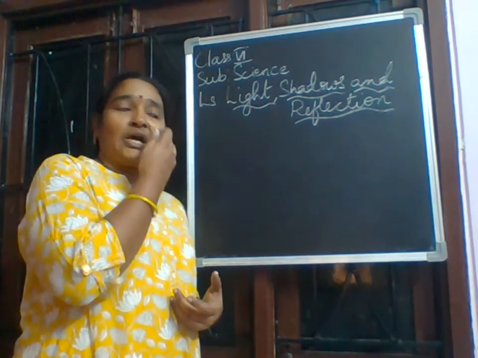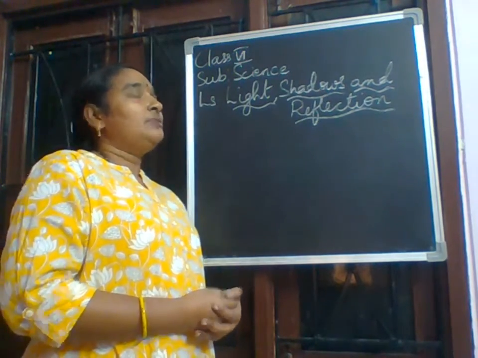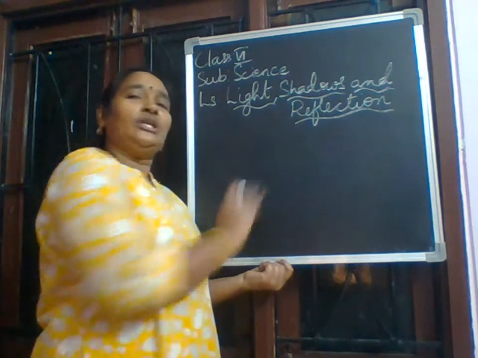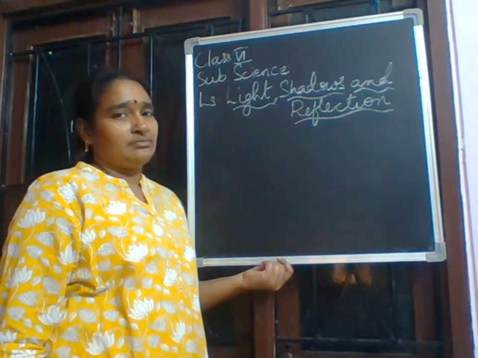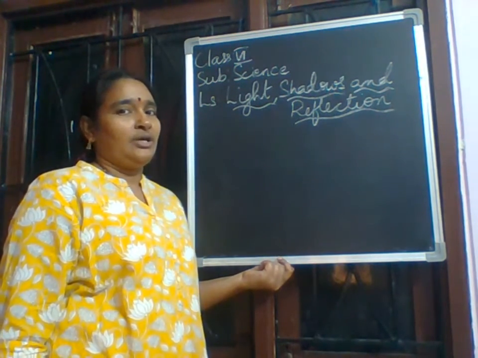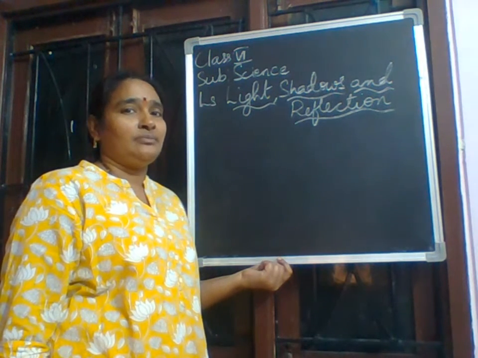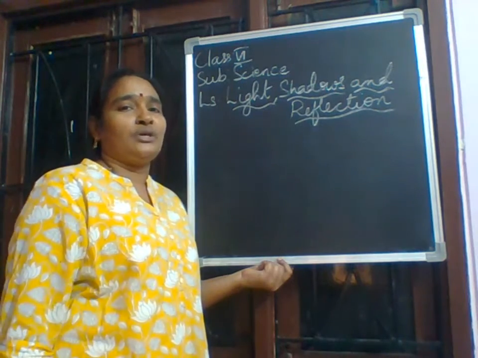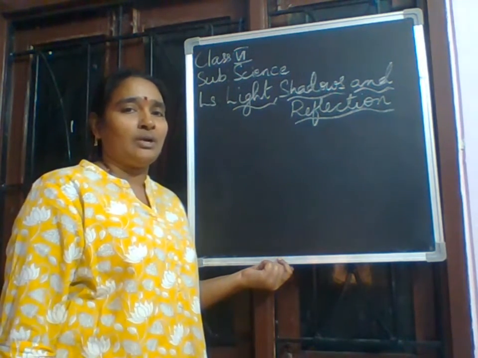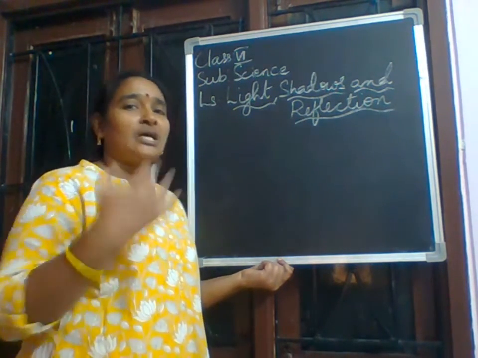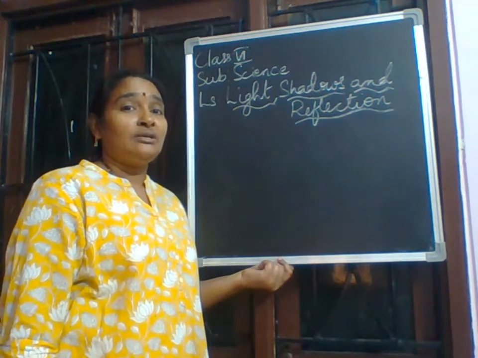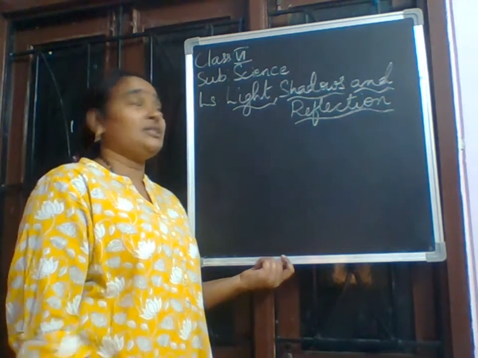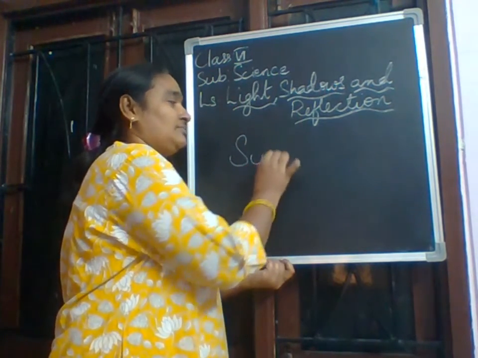For example, now I'm showing a blackboard. Will the blackboard give you light? Will it emit light? No. But in the morning, when you come out of your house and observe the surroundings, you can see each and everything around. Why? Because at that time the sun is there.